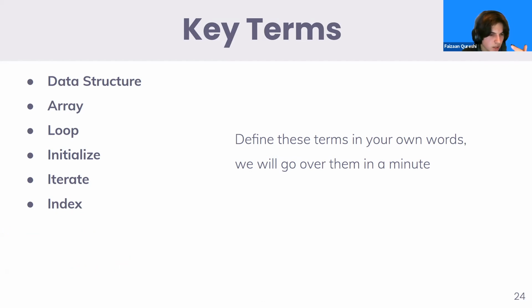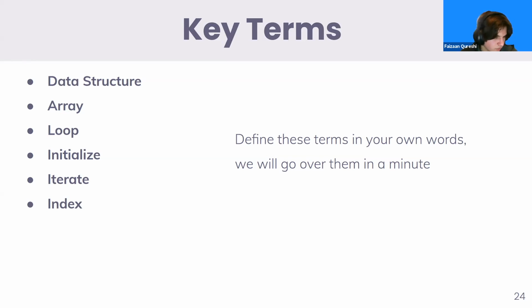Initialize means we're setting something to a starting value. So for example, in our for loop, we set our integer k to 0 so that we can actually use it in our condition. And then iteration is the repetition of a process. So when we're going through loops, that is iteration. It is repeating a certain process.